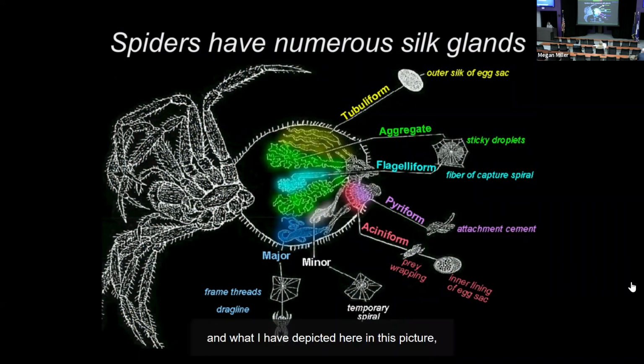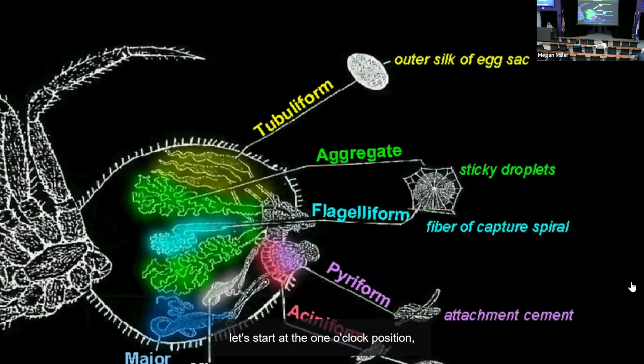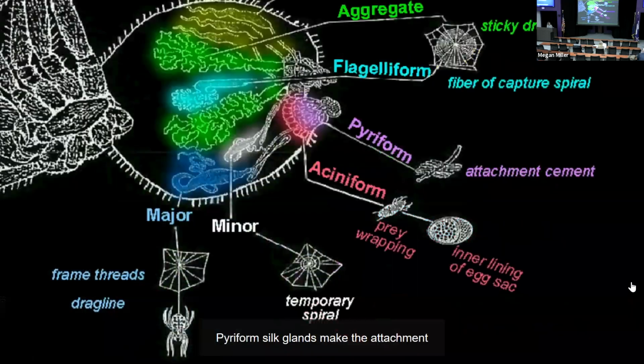And what I've depicted here in this picture, so let's start at the 1 o'clock position. There's tubuliform silk glands, which are used to make the outer silk of an egg sac. There's the aggregate and flagelliform silk glands, which combine to make the sticky capture spiral of an orb web. Piriform silk glands make the attachment cement. That's the silk that's used to adhere silk lines to a substrate.